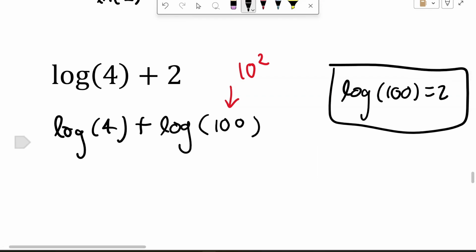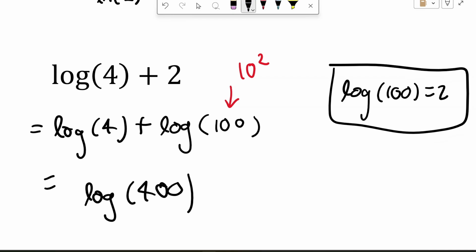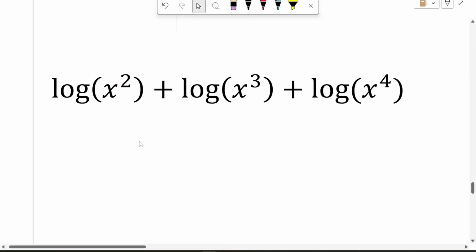All right, now we can just use our log laws to simplify this. So this is log of 400, because you would times those numbers together. All right, something like this.